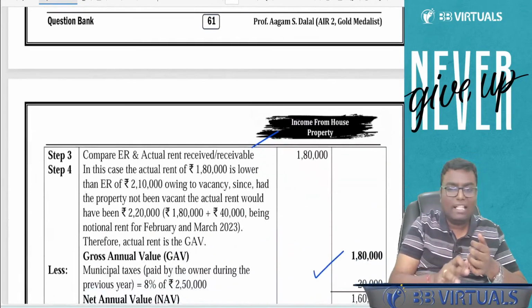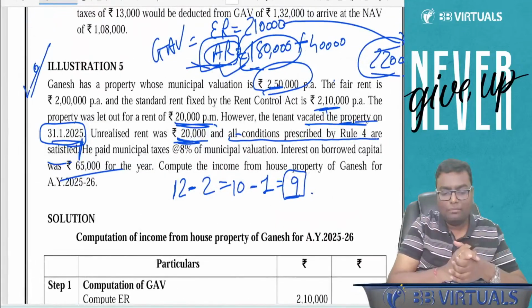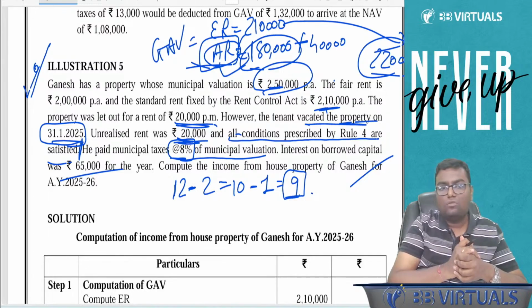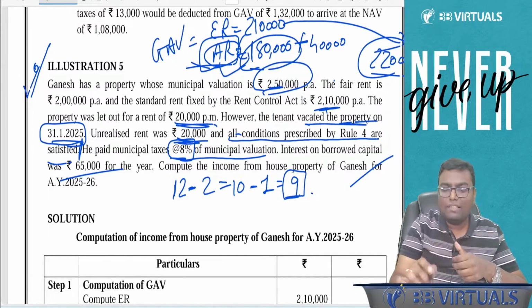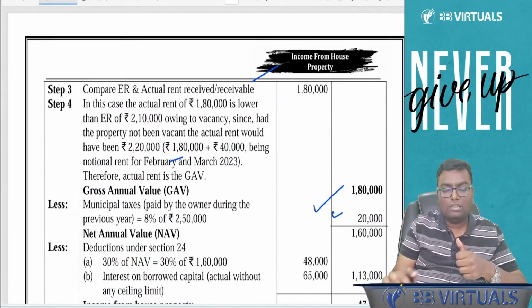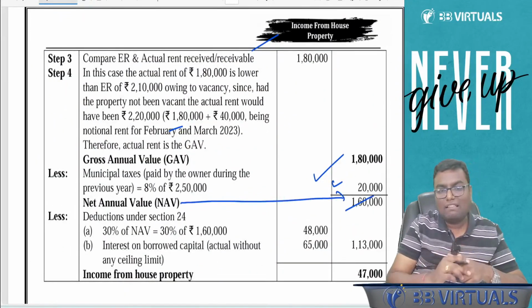Achha, so GAV is 1,80,000. Now the question is very simple. He paid municipal taxes 8% of municipal value. So how much municipal tax will be allowed as a deduction? 2,50,000 into 8%, that is 20,000. So net annual value comes to 1,60,000.